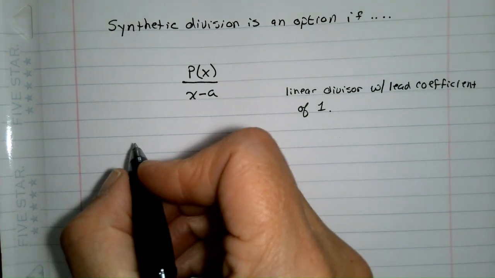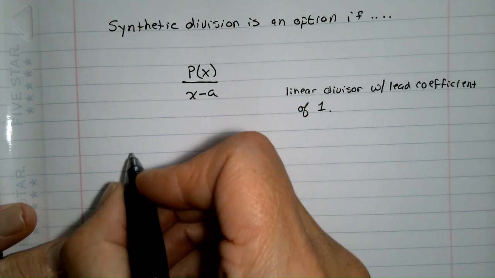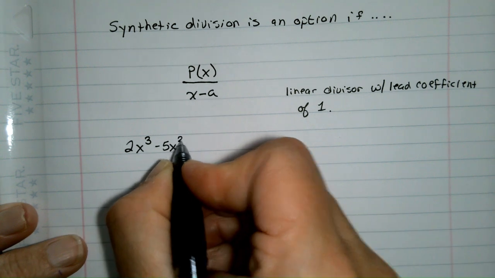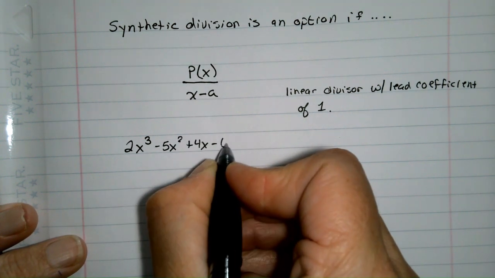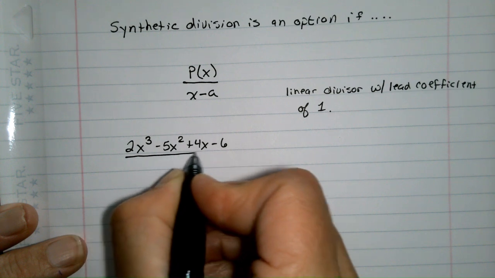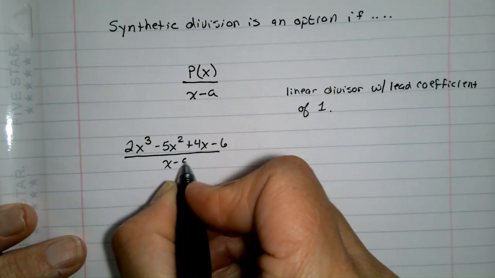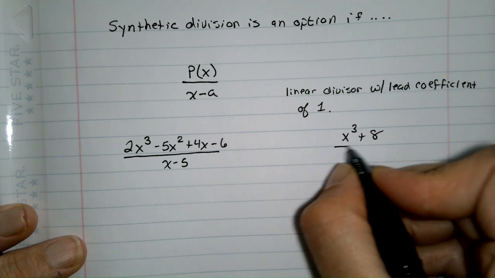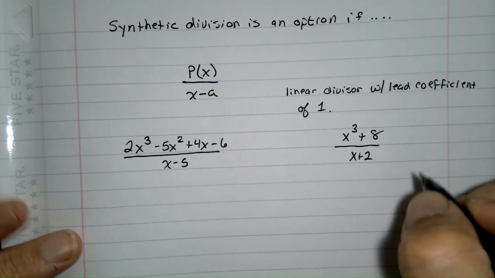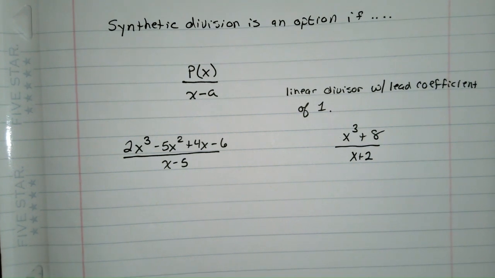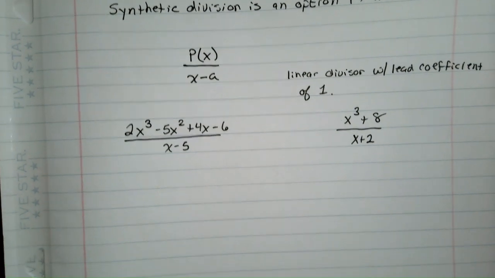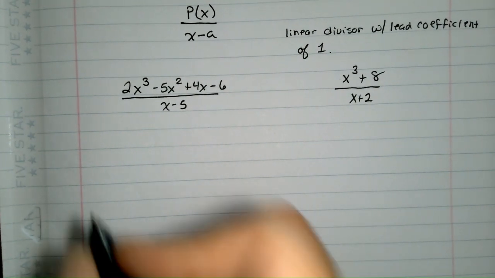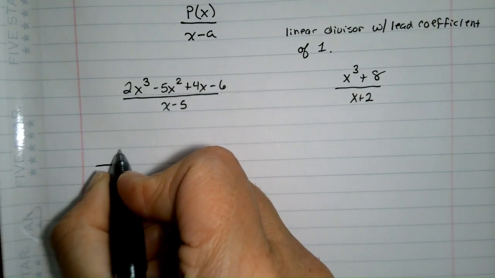Our first problem was 2x cubed minus 5x squared plus 4x minus 6, and we divided that by x minus 5. And then we had x cubed plus 8, and we divided that by x plus 2. These both have synthetic division as an option. So the thing with synthetic division is we're going to do like a backwards L.